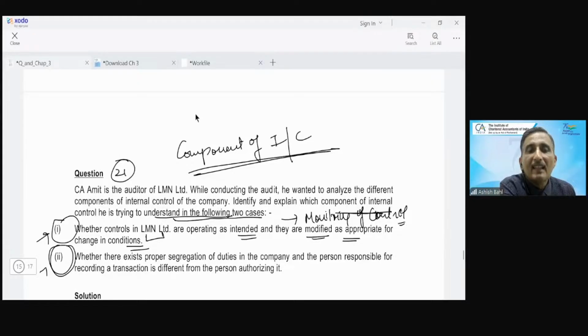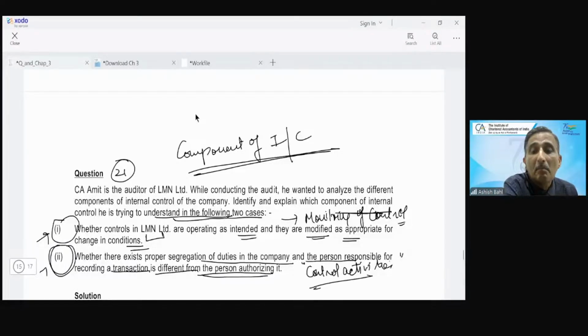And second is whether there exists proper segregation of duties in the company, and the person responsible for recording a transaction is different from the person authorizing it. Segregation of duties, by its very meaning, falls within control activities, where one person performs one function and another person checks it. There is segregation of duties, so that no person can override the system. So it is part of control activities itself. Clear?